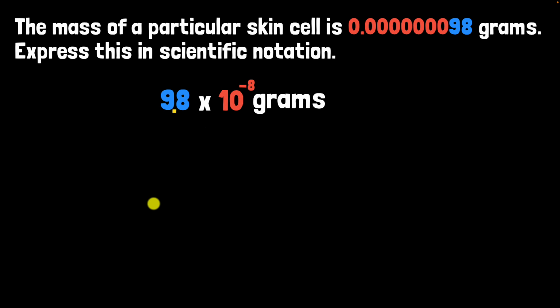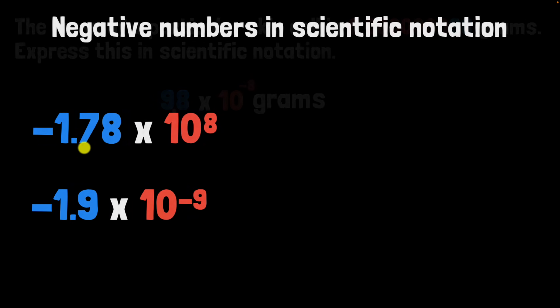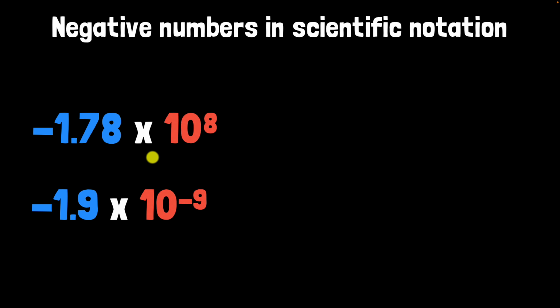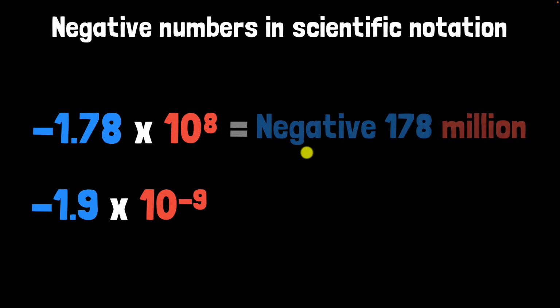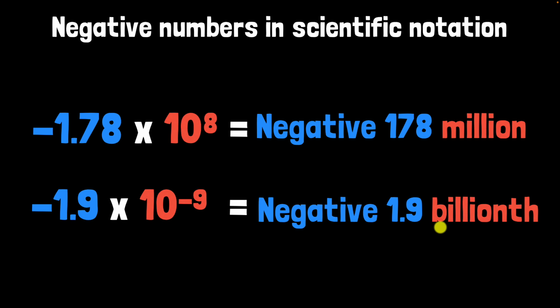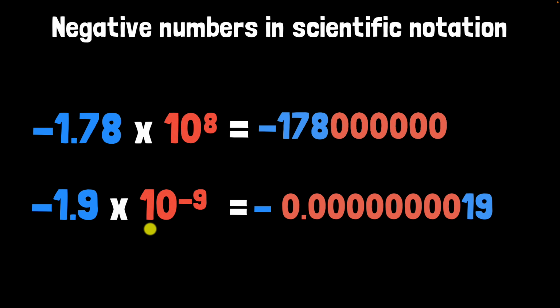That's it. All right, before we wind up, a couple of final things. Can we have scientific notation for negative numbers? And the answer is yes. You can write scientific notation for negative numbers. Everything remains the same, except now we have a negative sign. So this will be negative 178 million, and this would be negative 1.9 billionth. Everything stays the same, you just put a negative sign. So yes, you can definitely use it for negative numbers as well.